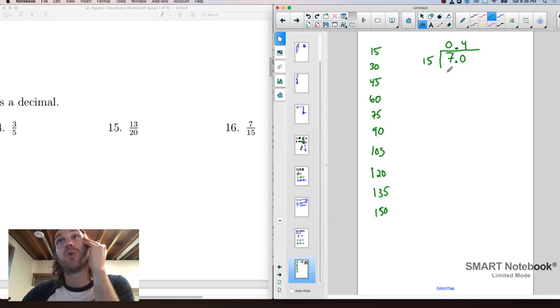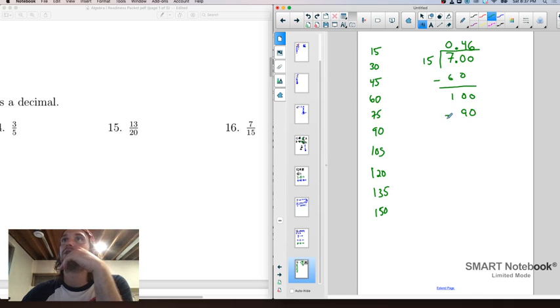Okay, well, I said it's close to 0.5, right? 4 times 15 is 60. We can subtract, bring down the 0. Now I can't do 10 divided by 15, so I have to add another 0 and bring that down. How about 100 divided by 15? Well, then 1, 2, 3, 4, 5, 6 is the closest multiple. 6 times 15 is, there's my 90.